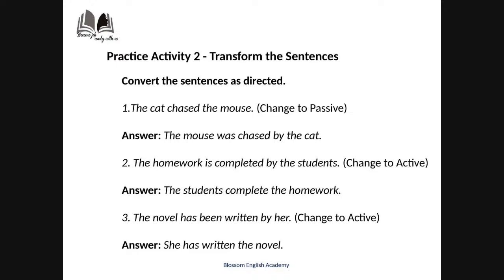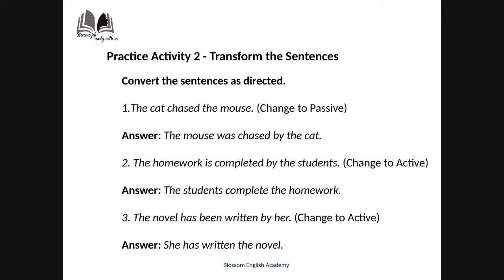So it is a passive sentence, and we are supposed to change that into active form. Okay. So the answer is, who is the object over here? The students. The students are performing the action, so the object becomes the subject in active voice, the students. And what are they doing? I mean, what did they do? They completed the homework.